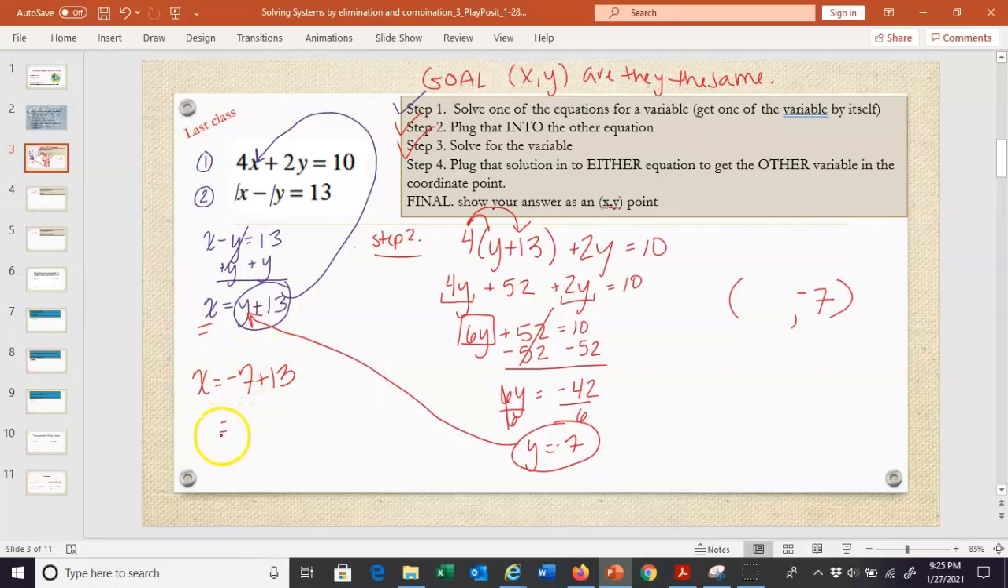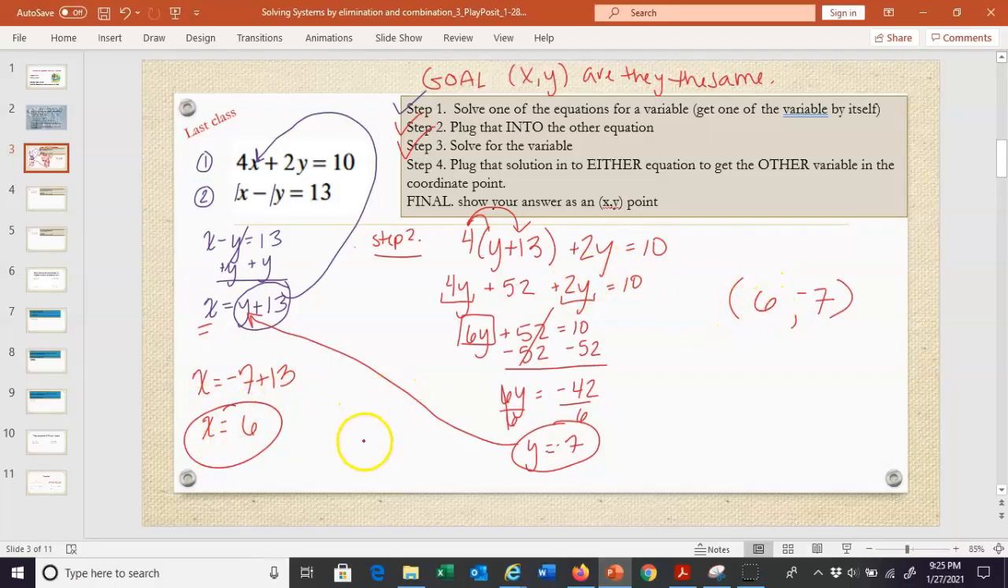But just a reminder, anywhere you put that y, you're going to get the same x value out. That's the whole point of a system, to be able to show where they're equal at the same time. And this is 6. X is 6. There we go. We found our solution.